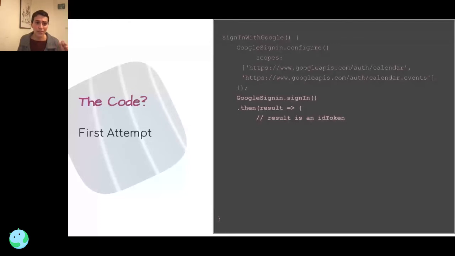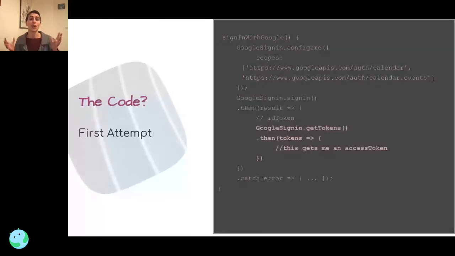Now we have 3 different tokens that I'm mentioning here. So let's take a minute and make sure we're all on the same page on what these different tokens are. The first one I mentioned was an ID token. That's the first one you get from the sign-in. An ID token is a JWT, a JSON Web Token.